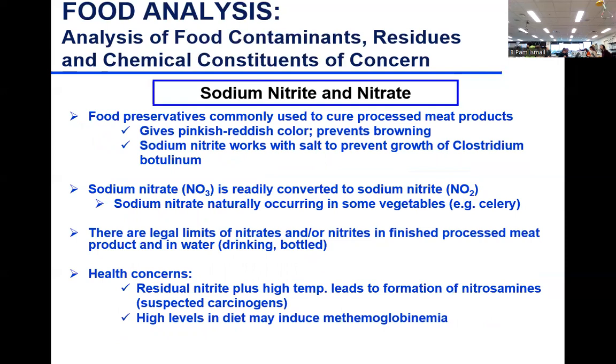Nitrites, I said they're added as processing tools to cure meat. So you have nitrate, NO3, and you have nitrite, NO2. It acts as an antimicrobial. It gives you that pink color of your cured meat. However, there is a legal limitation.